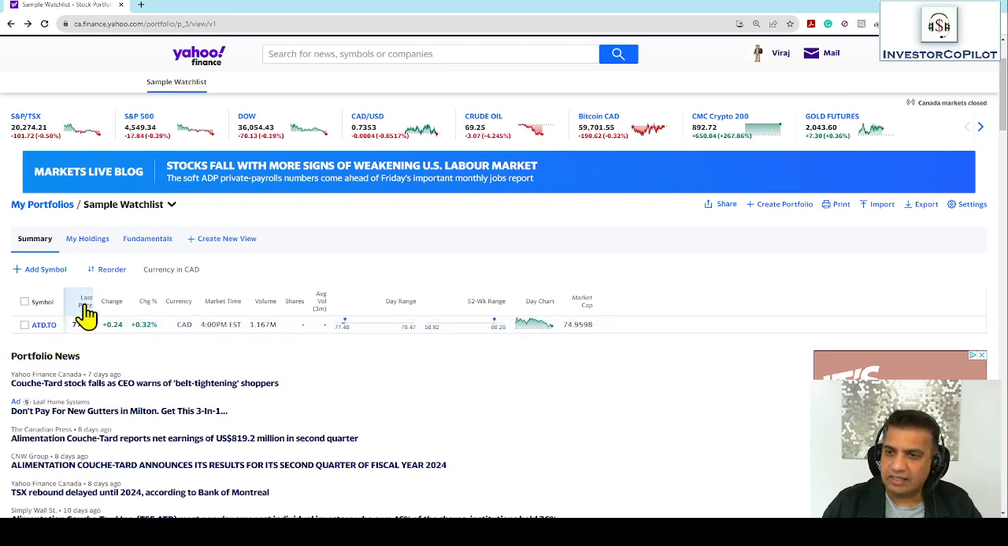So we see the last price, the percentage change of price throughout the day, and we see some day range and 52-week range. These are important numbers. The 52-week range shows you the price movement across 52 weeks, that is 1 year, and this is a very healthy metric to keep an eye on. It shows market cap as well, which is a healthy 74.95 billion. That is how you add something into a watch list.